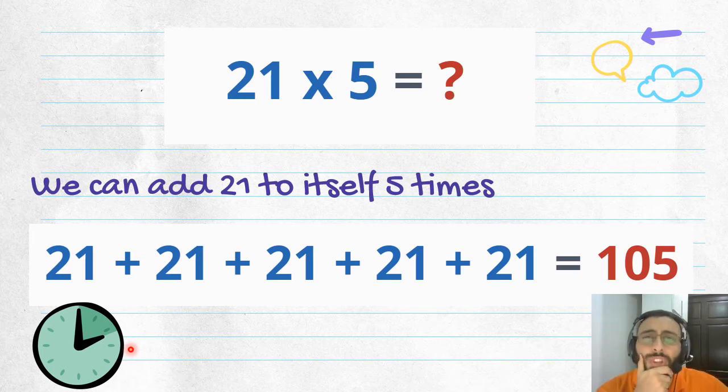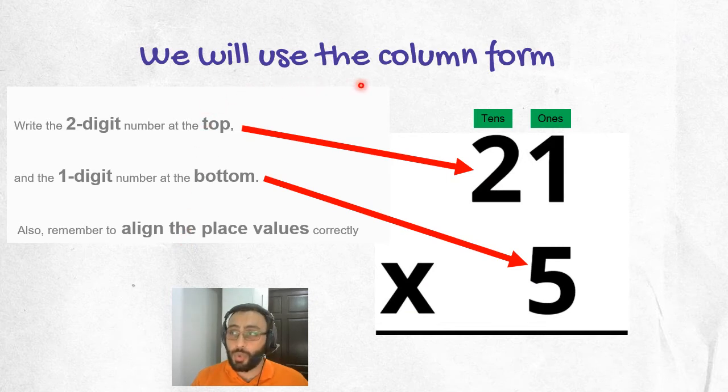So what should we do? I cannot do it like this. And I cannot do it like this. What can I do? I have the solution for you. We must use the column form.